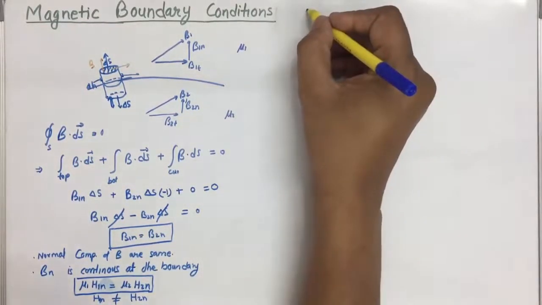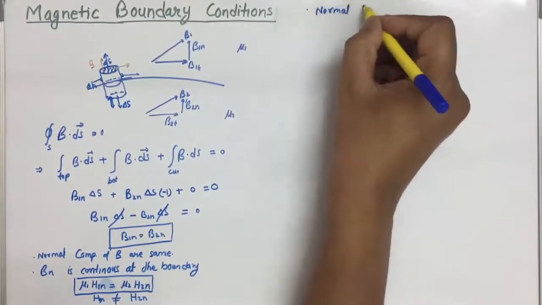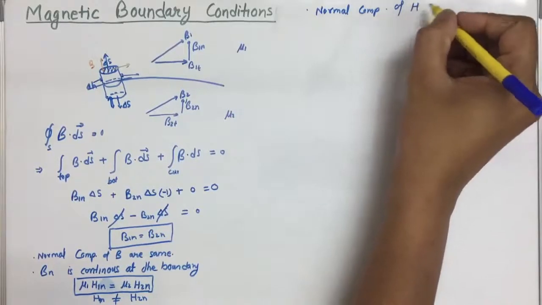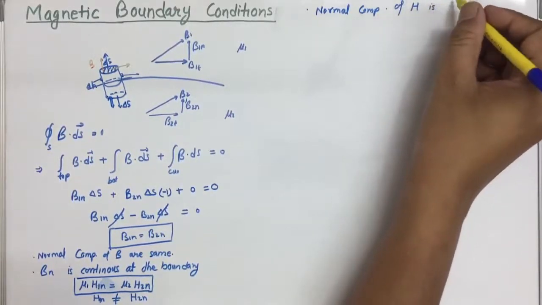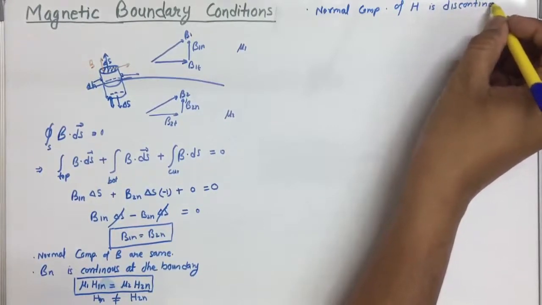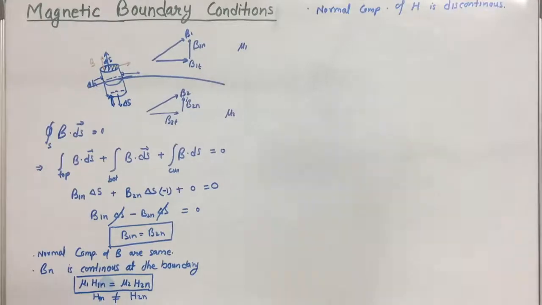So we can write here, normal component of H is discontinuous. If it is continuous, then on changing the medium the value remains the same. However, it is different, so we can say it is discontinuous at the boundary.